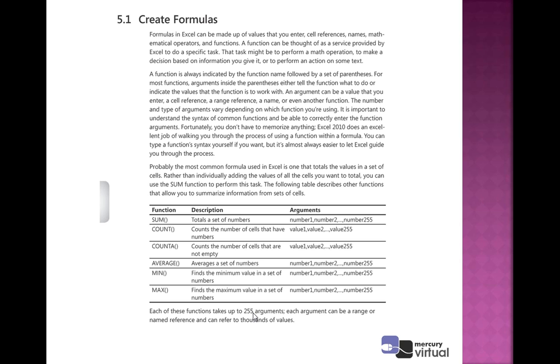Each argument can be a range or name reference and can refer to thousands of values. So these are the functions that are available in Excel. These are the basic functions. There are so many other functions also, but these are the basic functions like sum, count, counta, average, min, max. So these are the 5 or 6 important functions that are available in MS Excel.